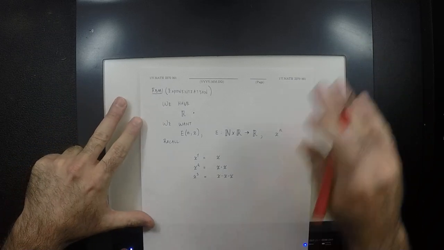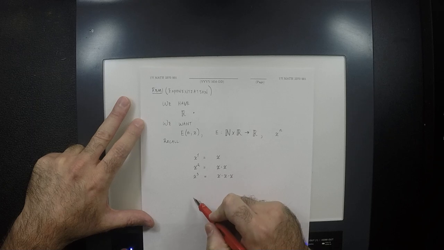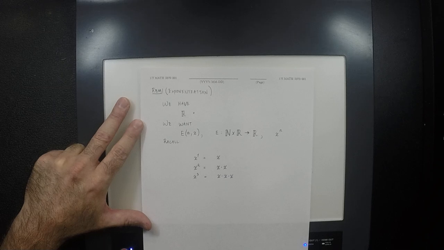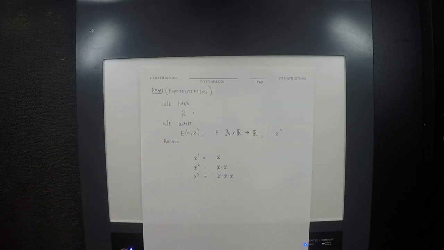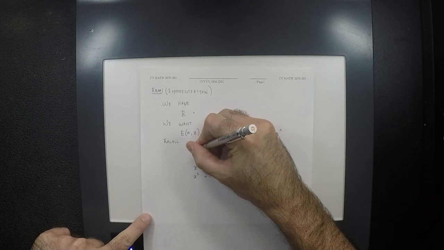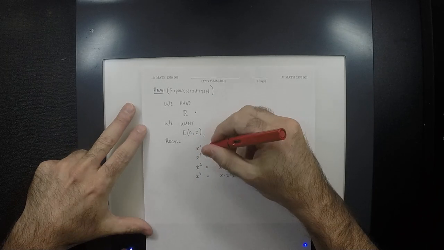Now you can see it, right? So, x to exponent 10 would mean make 10 copies of x and combine them all in a product, right? That's what it means. But to make this definition work, to make it look right, we have to include 0 because 0 is a natural. What would x to 0 mean? Exactly.